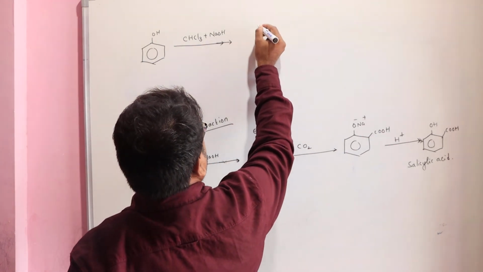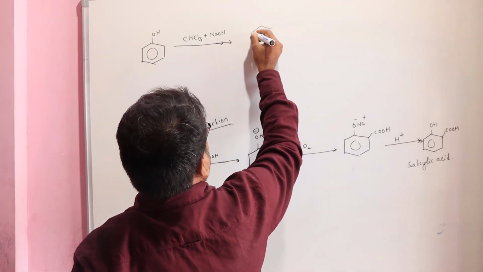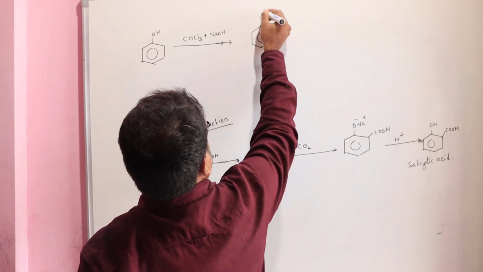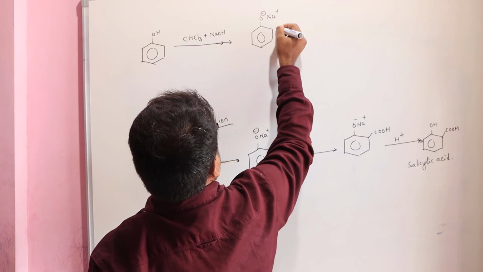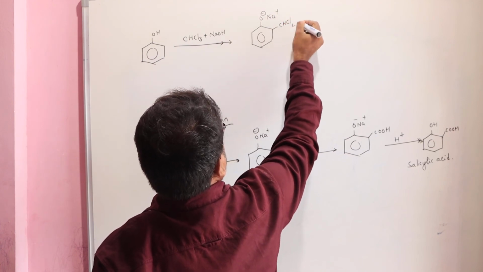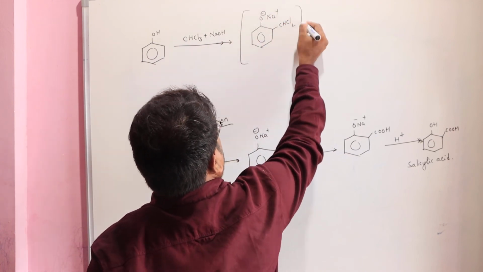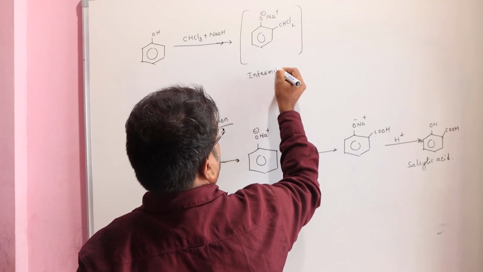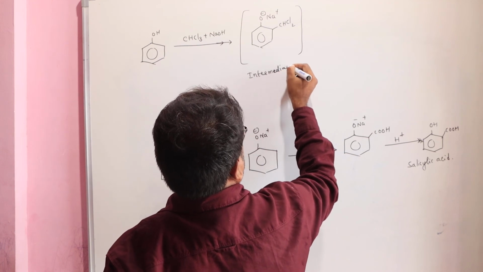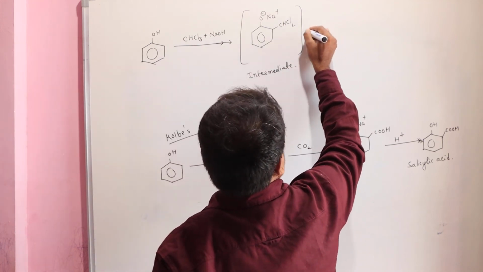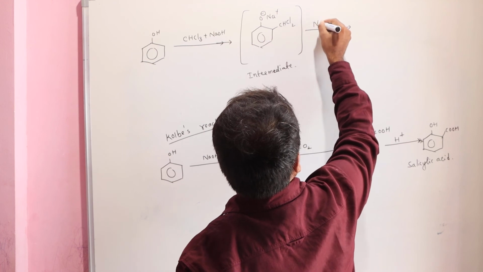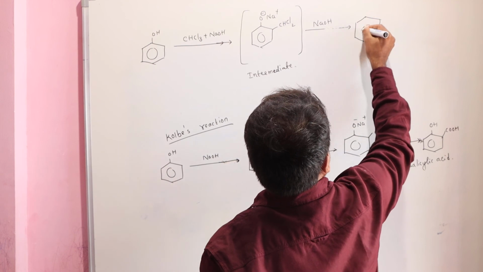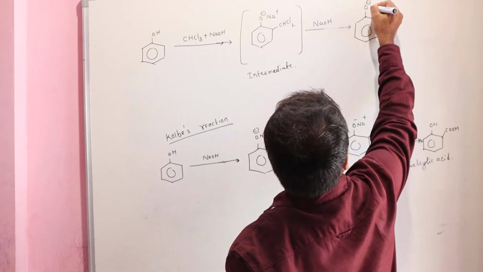then we will get one intermediate, a benzyl chloride intermediate. This is the intermediate. When this intermediate is treated with NaOH, sodium hydroxide, then we will get this product.